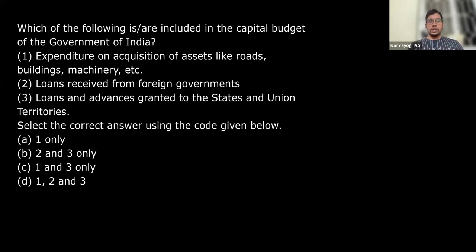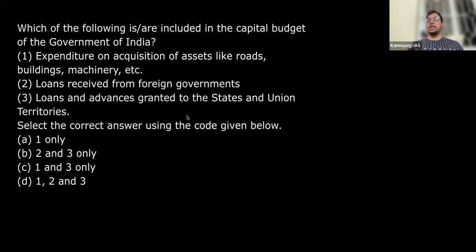So let's see, we will answer this and then we'll come back after explanation. Expenditure on acquisition of assets and roads and buildings is part of capital expenditure. So it is nothing but the capital budget. Loans received from government are nothing but the liabilities, or debts that government has created in a long-term manner. So that is also under the capital revenue, but yes, this is also the capital budget.